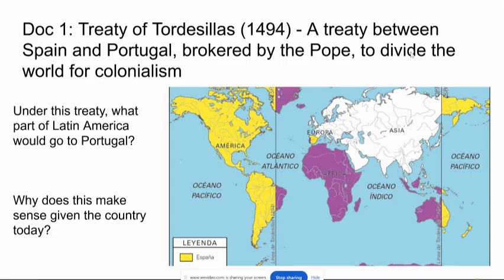Everything to the west of the line would go to Spain, and everything to the east of the line would go to Portugal. And you can see, in terms of the Americas, that that's kind of how it ends up, with the western part being eventually a Spanish colony, and the eastern part being a Portuguese colony of Brazil. The Portuguese gained much more land in Africa and in Asia than the Spanish.